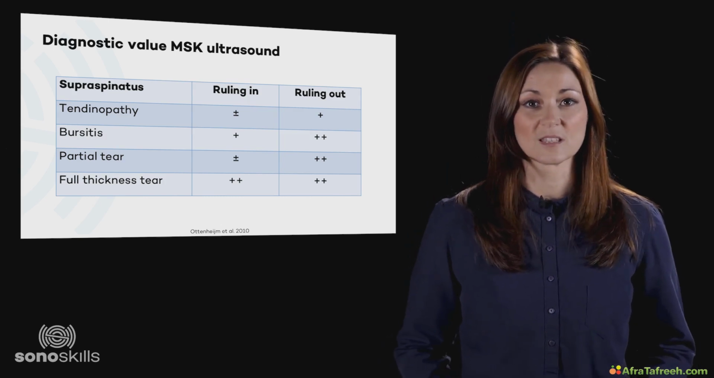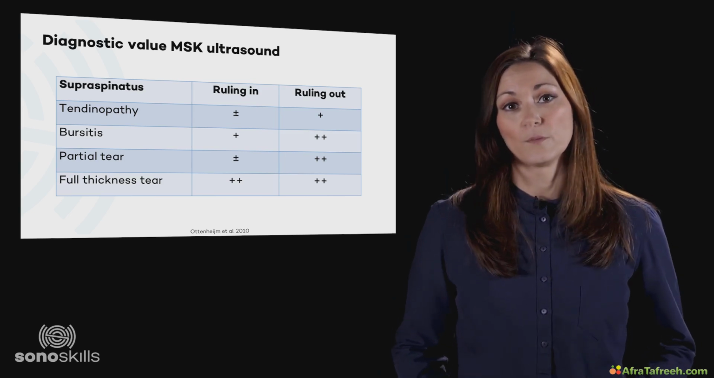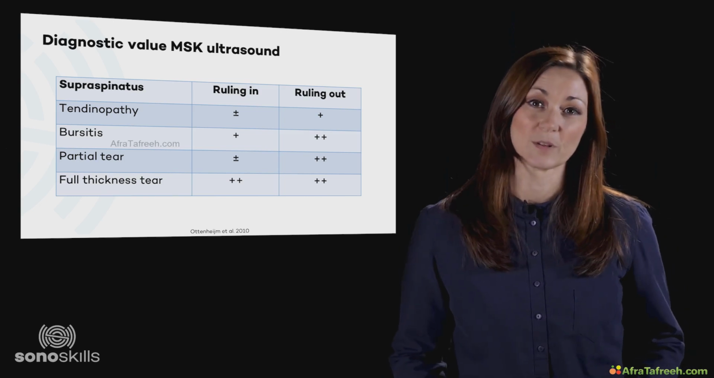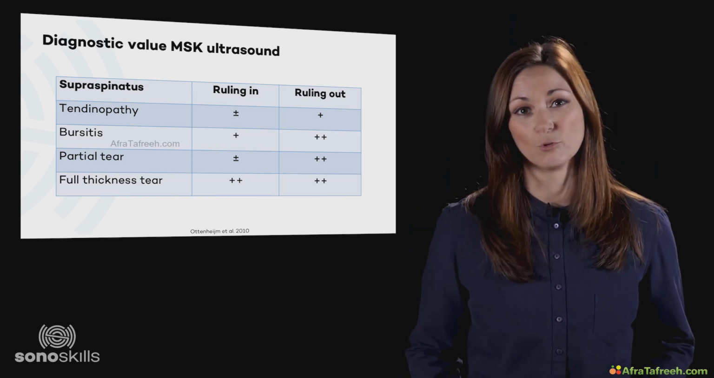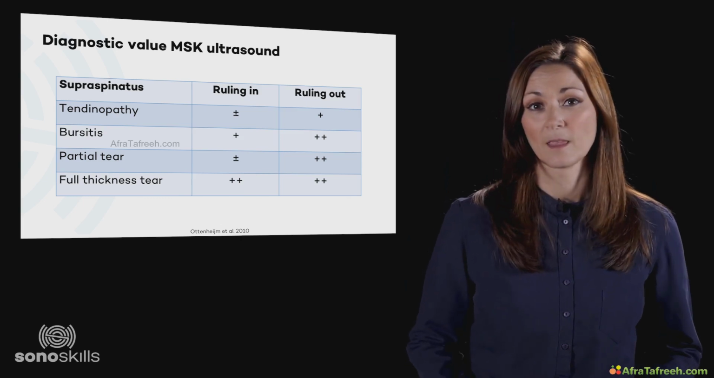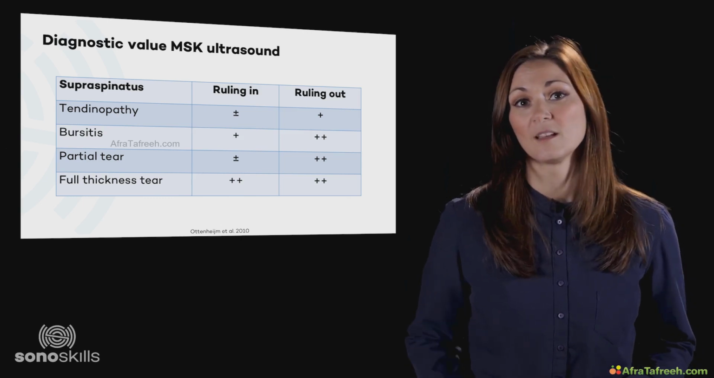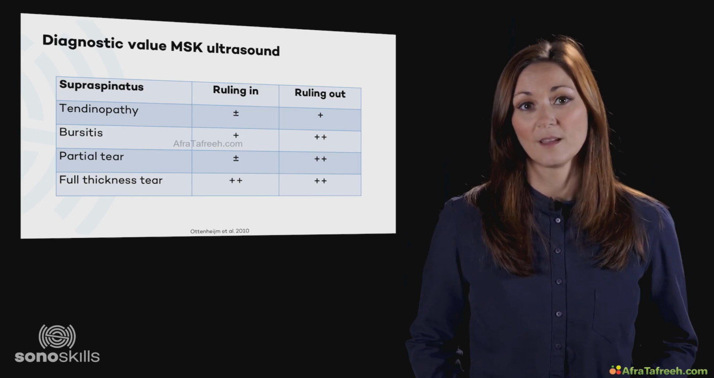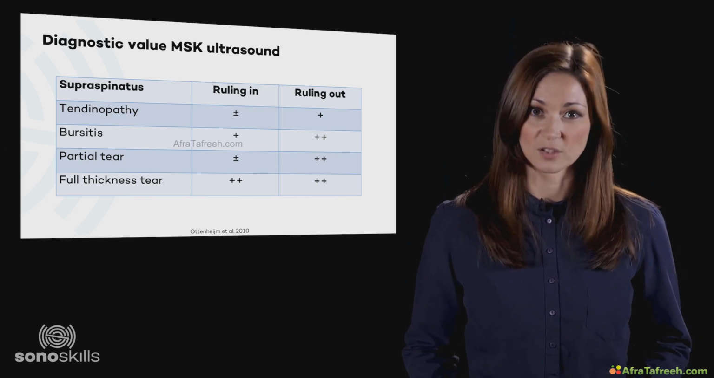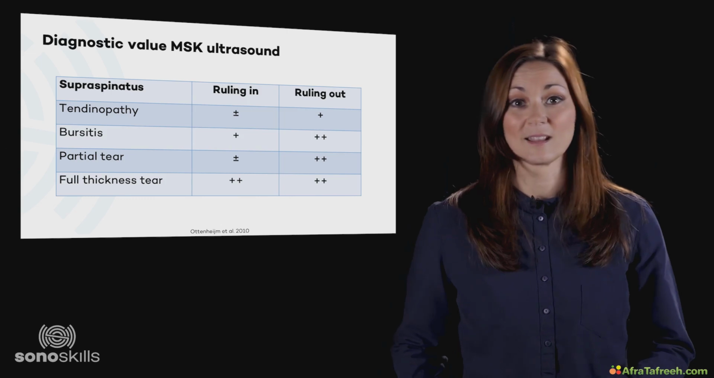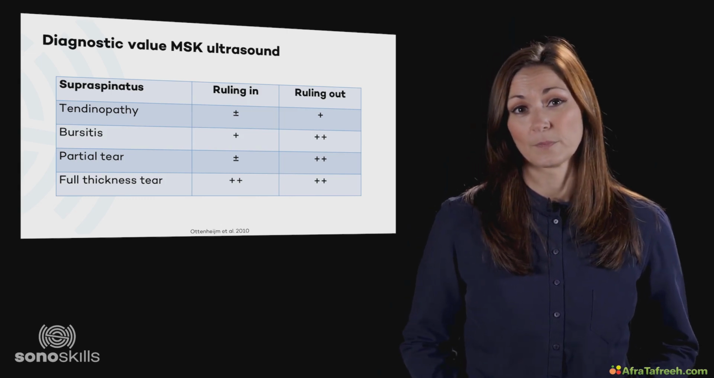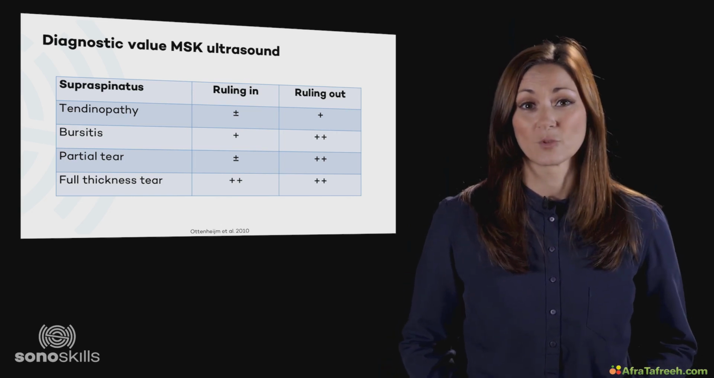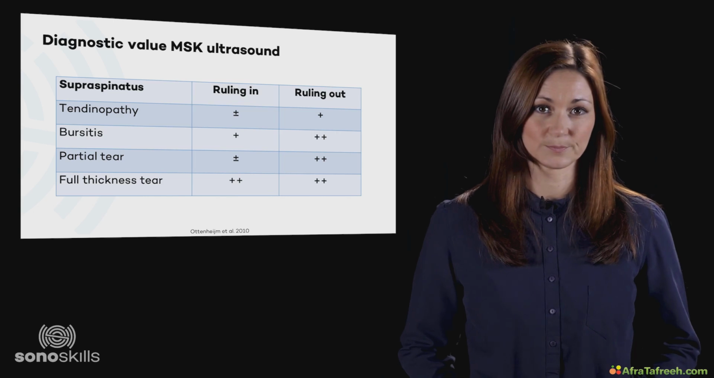With some pathologies, this is easier. For example, a full thickness tear is very easy to rule in and to rule out. But a supraspinatus partial tear, for example, is harder to rule in and easy to rule out. Meaning, if the tendon looks healthy, then you can assume that it's not a partial tear. But if the tendon does not look healthy, it's harder to specifically diagnose a certain disorder as a partial tear, and a tendinopathy can look quite similar. This slide uses the supraspinatus as an example, but please realise that this also applies to other anatomical structures.